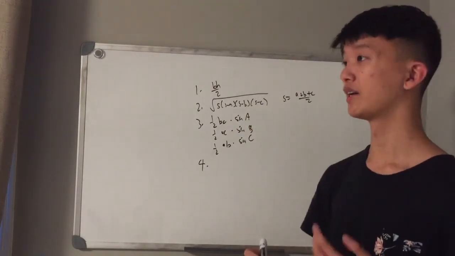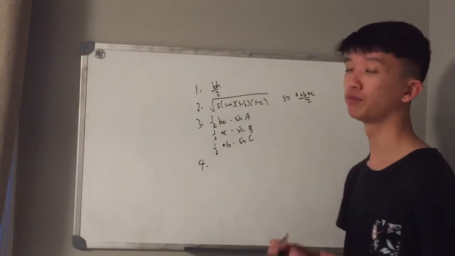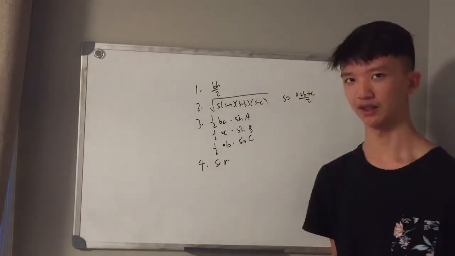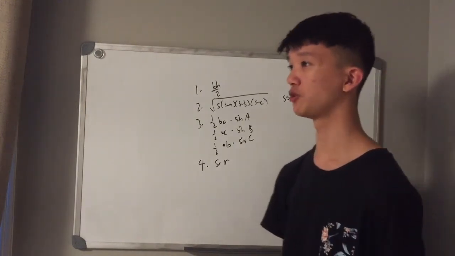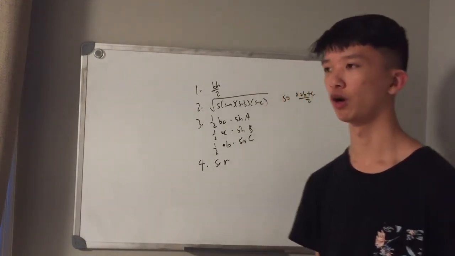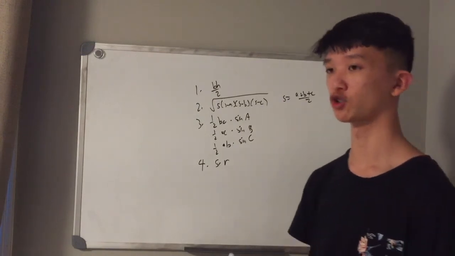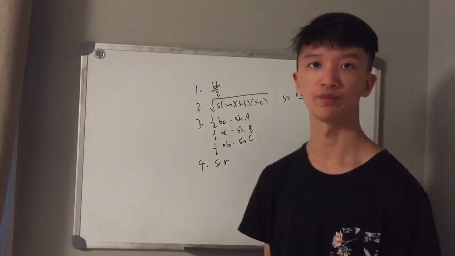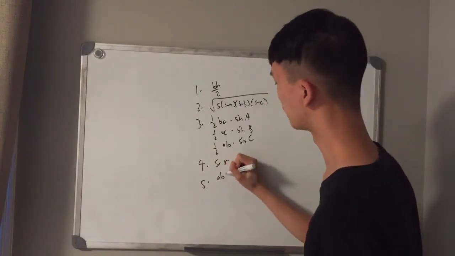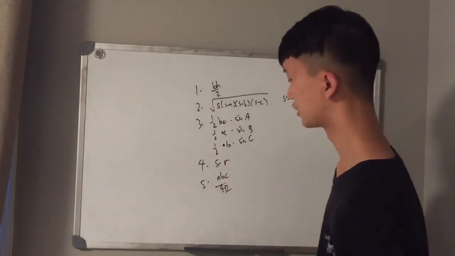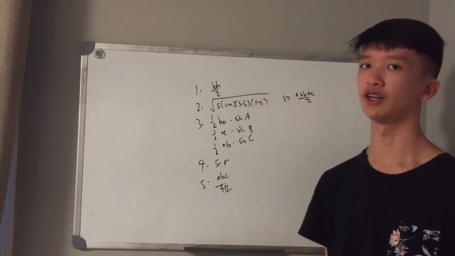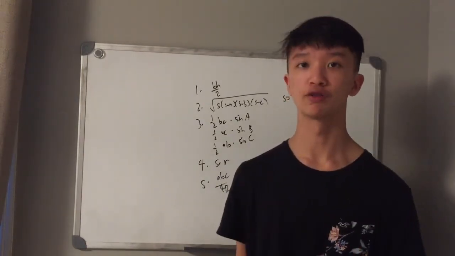And now the fourth way is using an inradius. So you might be more familiar with this formula. It's equal to the semiperimeter times the radius, and that's it. Now the inradius is not to be confused with the circumradius, where the inradius is a circle inscribed in a triangle, while the circumradius is a triangle inscribed in a circle. So the last way is ABC over 4R, using the extended law of sines. And now these are the 5 main ways to find the area of a triangle. Alright, now on to some problems.